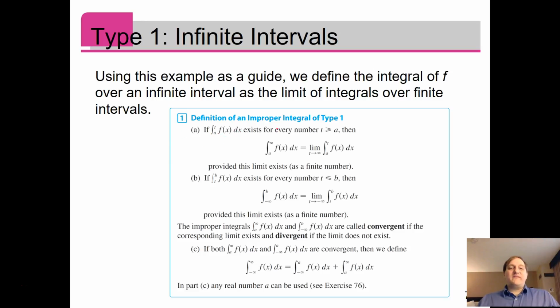If the integral from a to t of f of x dx exists for every number t greater than or equal to a, then we define the integral from a to infinity of f of x dx to be equal to the limit as t goes to infinity of the integral from a to t of f of x dx, provided that the limit exists as a finite number. If it goes infinite, then the area doesn't exist. So this is what we just saw. This is the same thing.